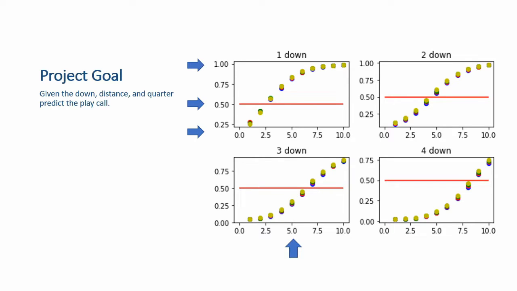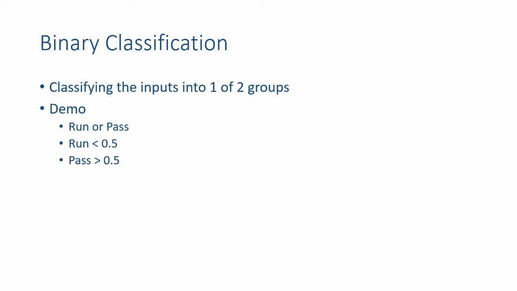Along the x-axis is the distance from the first down. 5 means there are 5 yards to gain. 10 means there's 10 yards to gain. Each graph is broken into one of 4 possible downs. If you've been paying attention, I mentioned that I also used the quarter as an input variable. These are shown based on the colors of the dots.